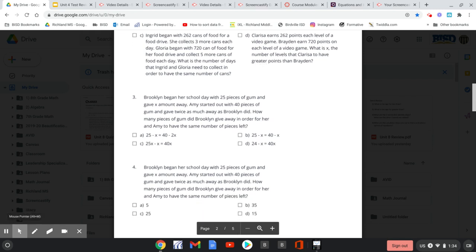Brooke began her school day with 25 pieces of gum, and she gave X away. So she has 25 and she gives X away. So it looks like it could be this one or this one. Amy started with 40 pieces and gave twice as much away. So that's 40 minus 2x. This is just x. That's not right because they're giving twice as much away. Then they want the same number, so it's going to be equal. Your answer is A. Let's look at number 4.